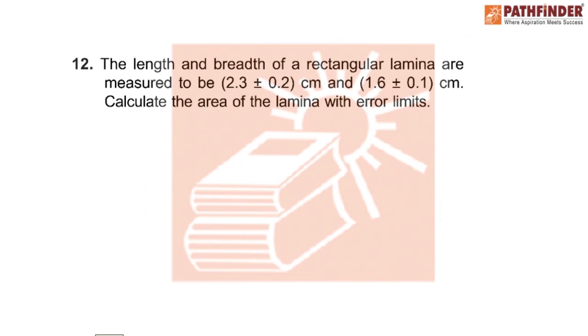Now we come to a problem which is based on error analysis and its limits. Here we have to calculate the area of a particular lamina with the limits of its error. For this calculation, we add the errors and then calculate within the error limits. The length of the rectangular lamina is 2.3 plus minus 0.2, and the breadth is 1.6 plus minus 0.1.